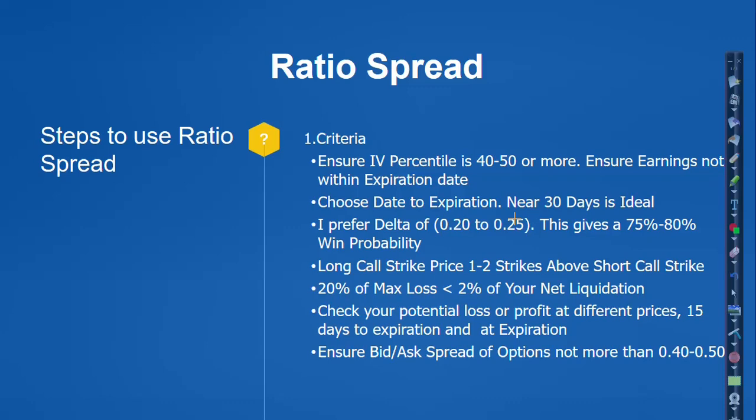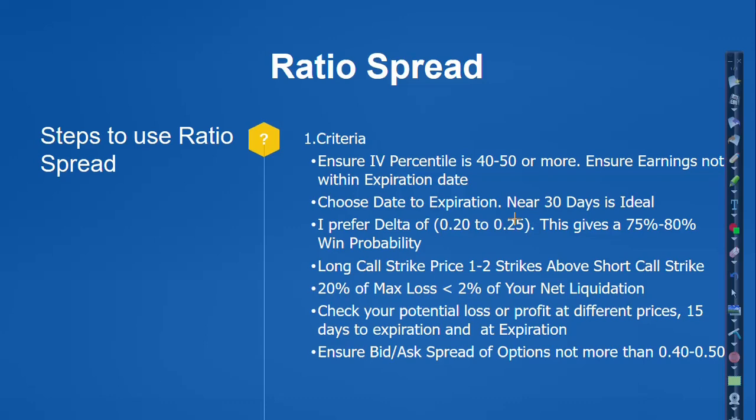Remember, max loss is 2% of net liquidation. So how much risk are we taking? Only 2%. If our loss is more than 2%, we will close the trade and come out of the market. We are not going to take more than 2% of our net liquidation.